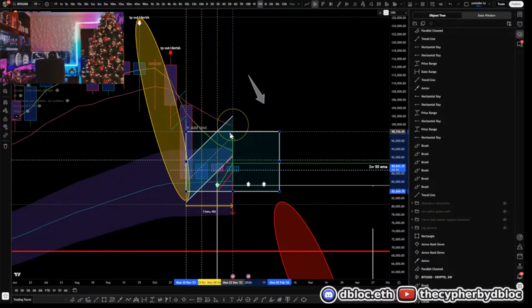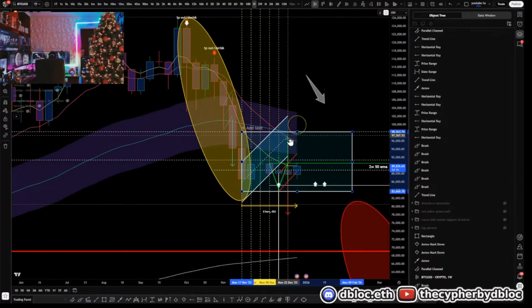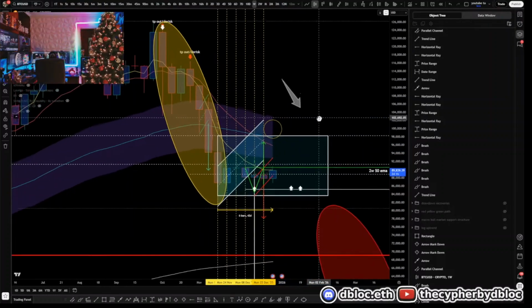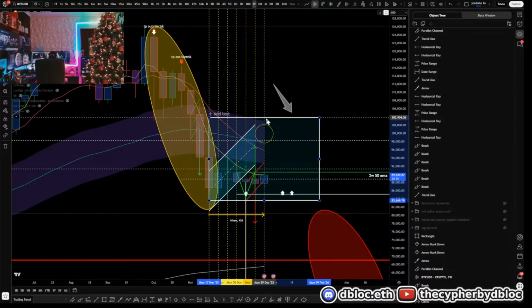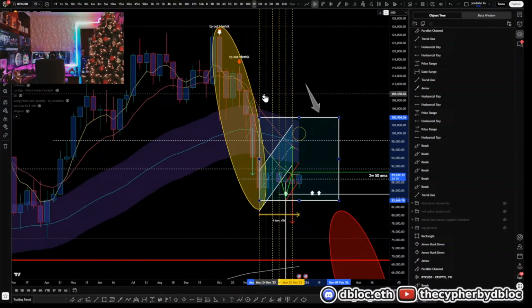Right? 98 is the 50 EMA on the weekly. Right? A rejection off of that and a continuation would be our dead cat bounce. That's my bearish case. My base case is 104. 104 is the support resistance from up here.